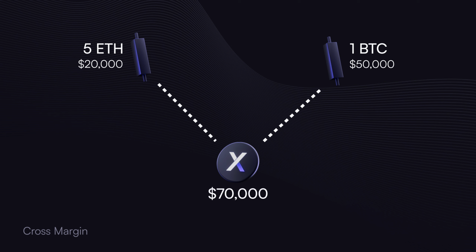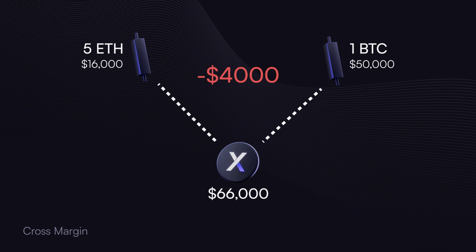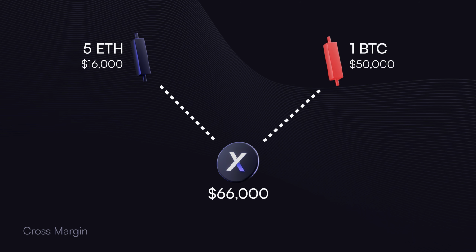Now, let's say the price of ETH drops by 20%. The loss in your ETH position would be $4,000, and after this, your total portfolio value would drop to $66,000. Since you're using cross margin, this $4,000 loss in your ETH position reduces the collateral available for your Bitcoin position. And with less equity in your account, the margin requirements for your Bitcoin position may no longer be met, potentially putting it at risk of liquidation if you don't add more funds or adjust your positions.